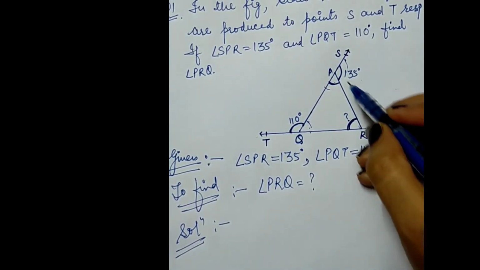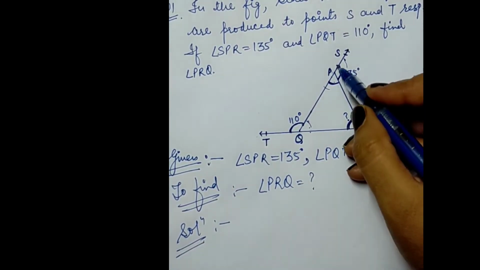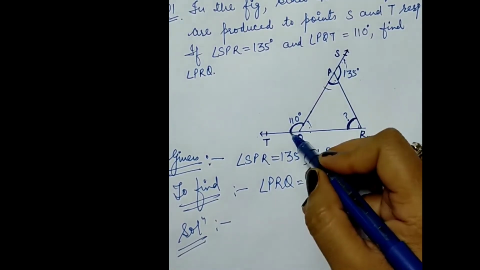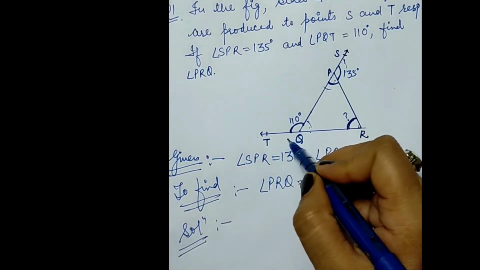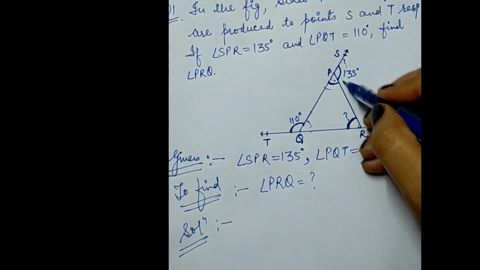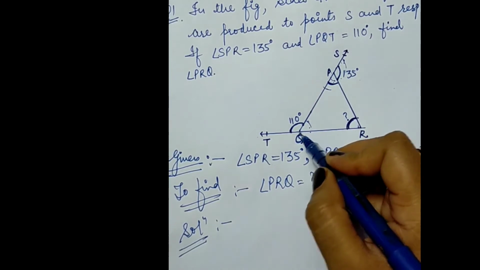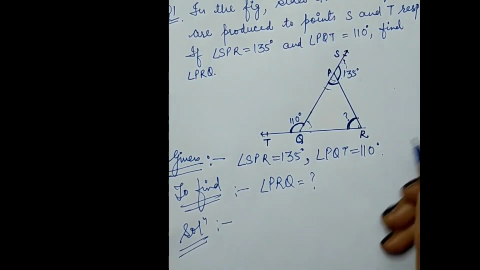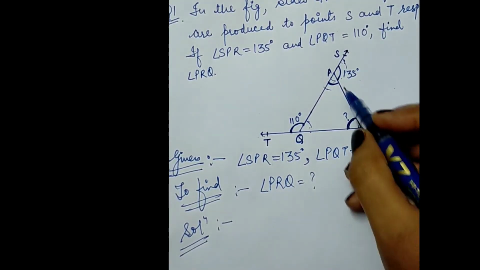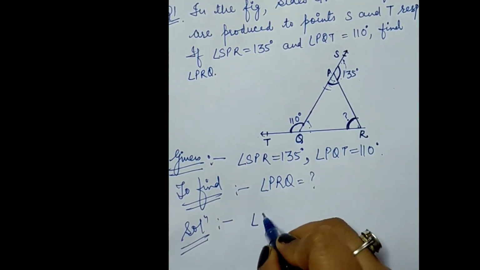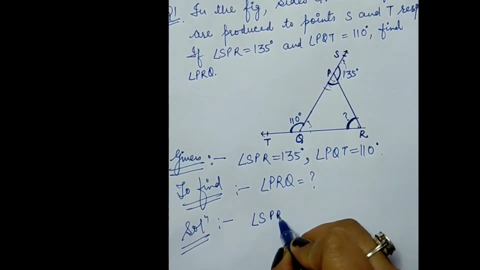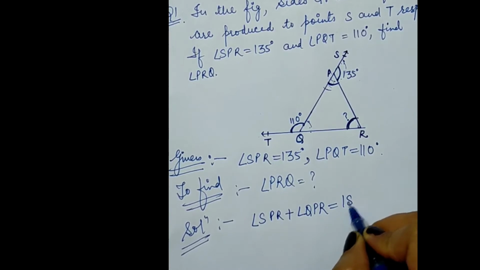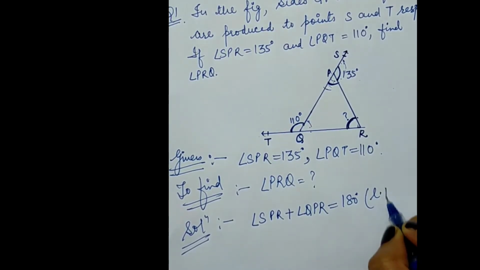Another method is this: we can apply exterior angle property. We will find out this angle. After that, angle P plus R is equal to angle PQT. Angle P plus angle R is equal to angle PQT. Why? Because they hold exterior angle property over here. So I am going to use exterior angle property. So first of all, angle SPR plus angle QPR is equal to 180 degrees. They are forming a linear pair.